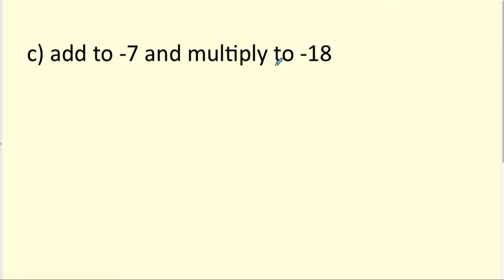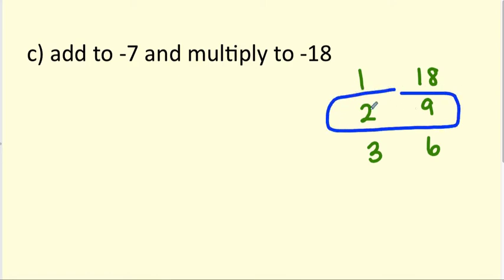We want now to multiply to negative 18, but add to a negative 7. Okay, so we go through my factors, disregard the sign for a second. 1 and 18, 2 and 9, 3 and 6. Okay, I notice that 2 and 9 are 7 away from each other. I want them to multiply to a negative 18, but add to a negative 7, which would mean the larger term has to be negative. So 2 times negative 9 gives me negative 18, and then 2 plus negative 9 gives me negative 7. So my factors are 2 and negative 9.